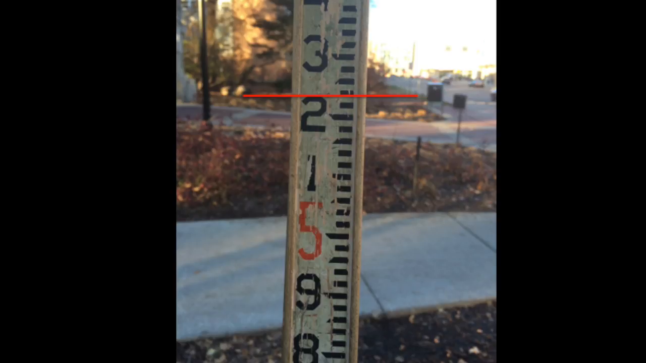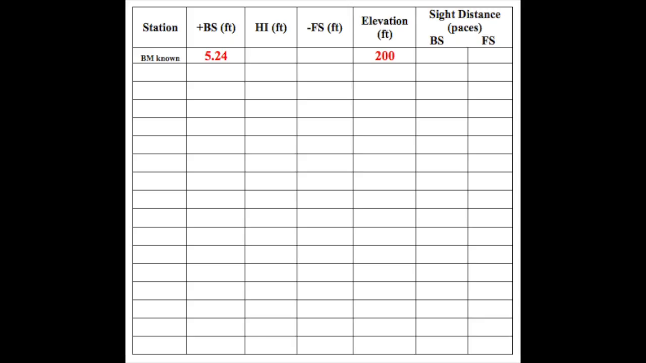The leveling rod is displayed in feet. The bottom and the top of each tick mark represents 0.01 feet. The measurement for this sample calculation is 5.24 feet. The first measurement that is taken is a backside measurement. Record this in the first column on your sheet.